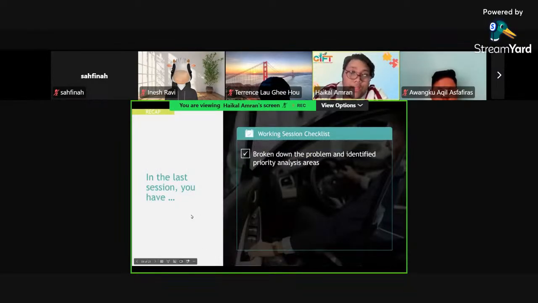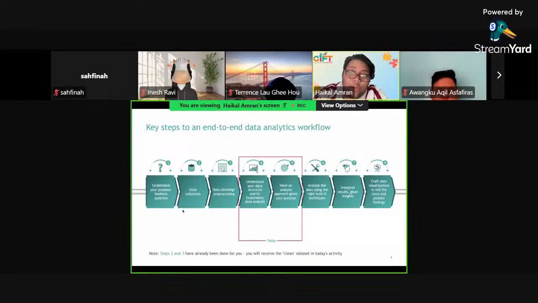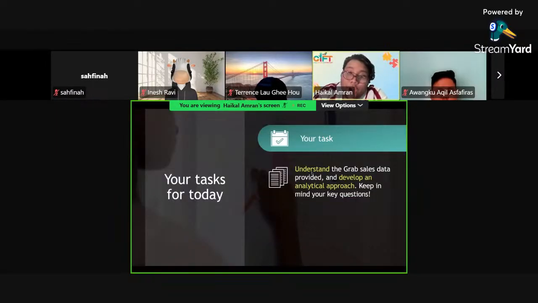Let's just remember again from last week. This is again the workflow of a data analyst. For this part of the deliverable for the preliminary data analysis, it's about understanding your data structure, and then coming up with the analysis based on the purpose or the instruction that we have been given. So remember again what I mentioned just now. Our task here is to understand the Grab sales data provided and develop an analytical approach. All right.